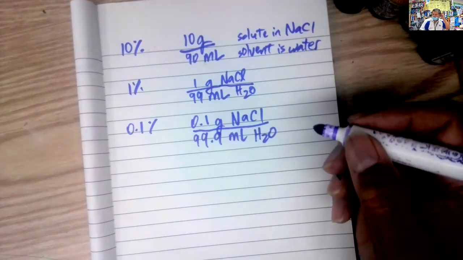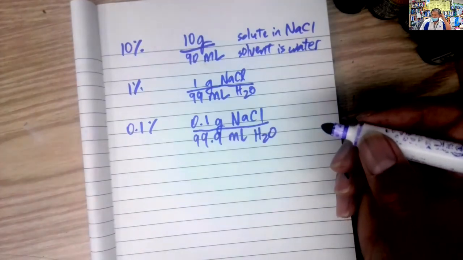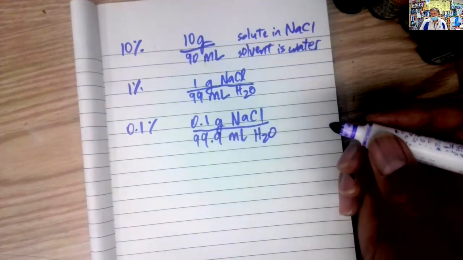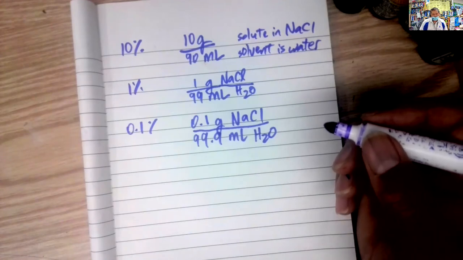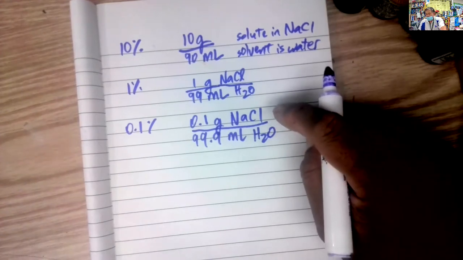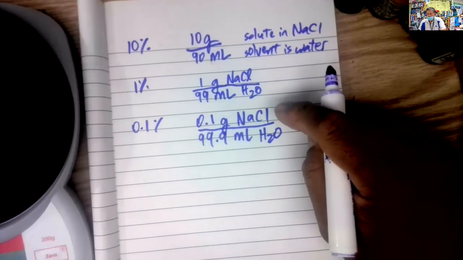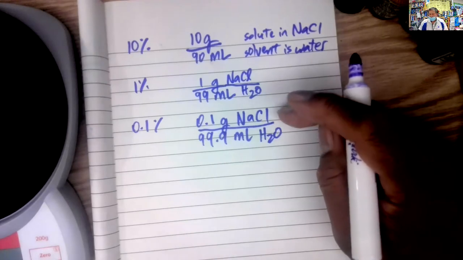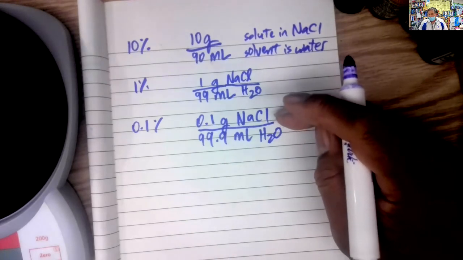Now, the equipment I have doesn't measure that deeply, and so that precisely. So what I'm going to do instead is I do have a balance here. I'm going to use that to measure out 0.1 grams of sodium chloride.